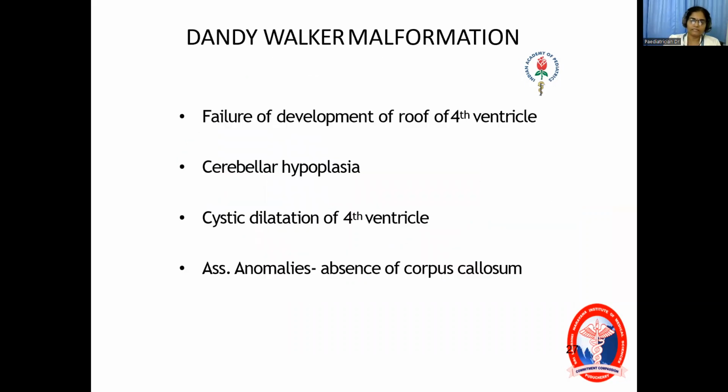And here comes the Dandy-Walker malformation. So there is failure of development of the roof of the fourth ventricle. This is all about Dandy-Walker malformation: failure of development of the roof of the fourth ventricle, cerebellar hypoplasia, cystic dilatation of the fourth ventricle, and associated anomalies like absence of the corpus callosum. So these are the components of Dandy-Walker malformation. Mainly remember, there is failure of development of the roof of the fourth ventricle along with cystic dilatation of the fourth ventricle.